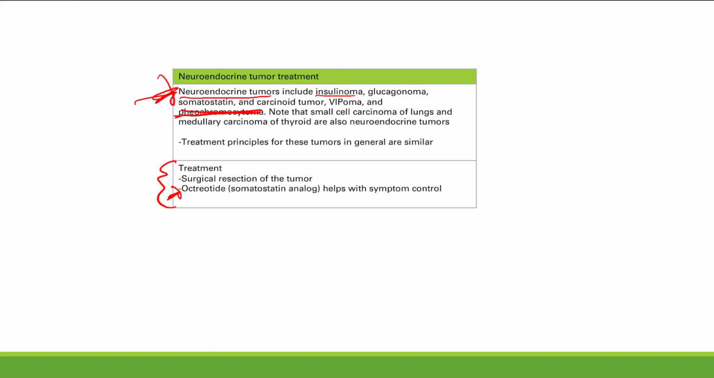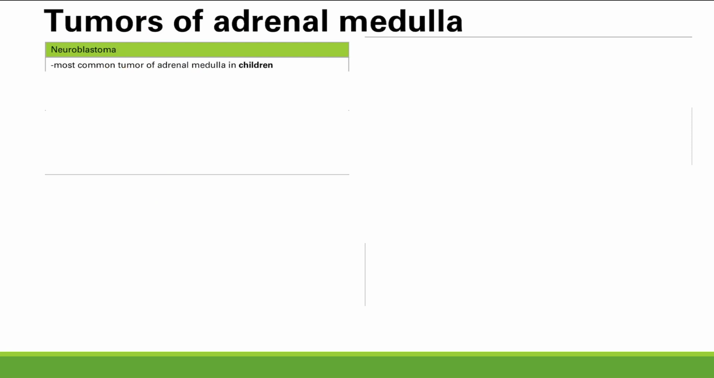We're actually going to talk about pheochromocytoma and neuroblastoma. These are both tumors of the adrenal medulla. Actually, screw it. Let's just talk about it now. So tumors of the adrenal medulla. We talked about tumors of the pancreas. We talked about a couple other tumors, such as the carcinoid tumor, VIPoma. So now we're going to go into the adrenal medulla.